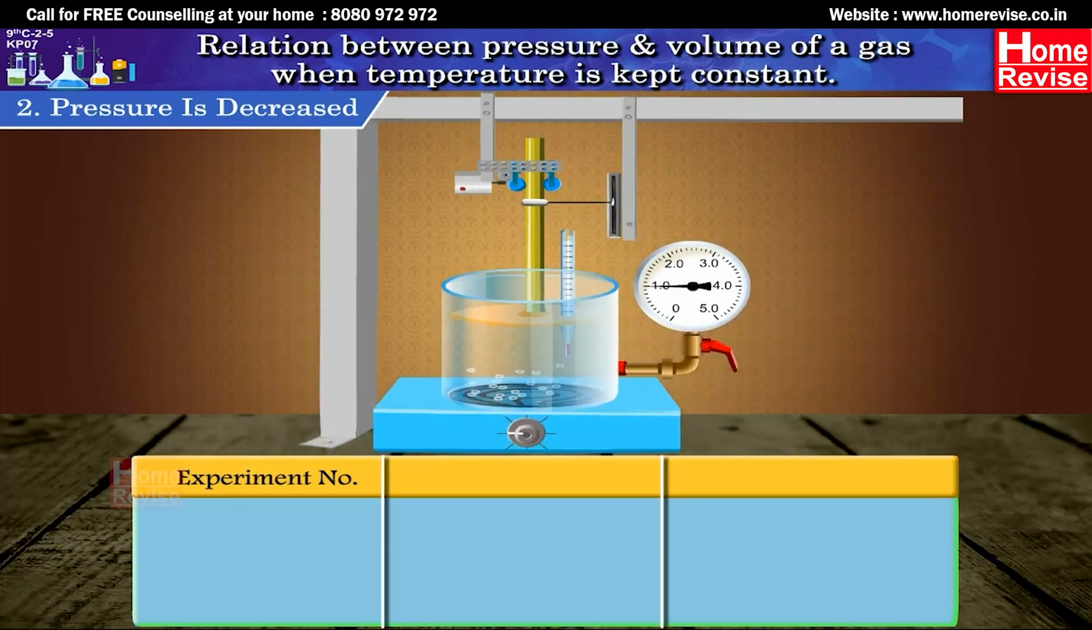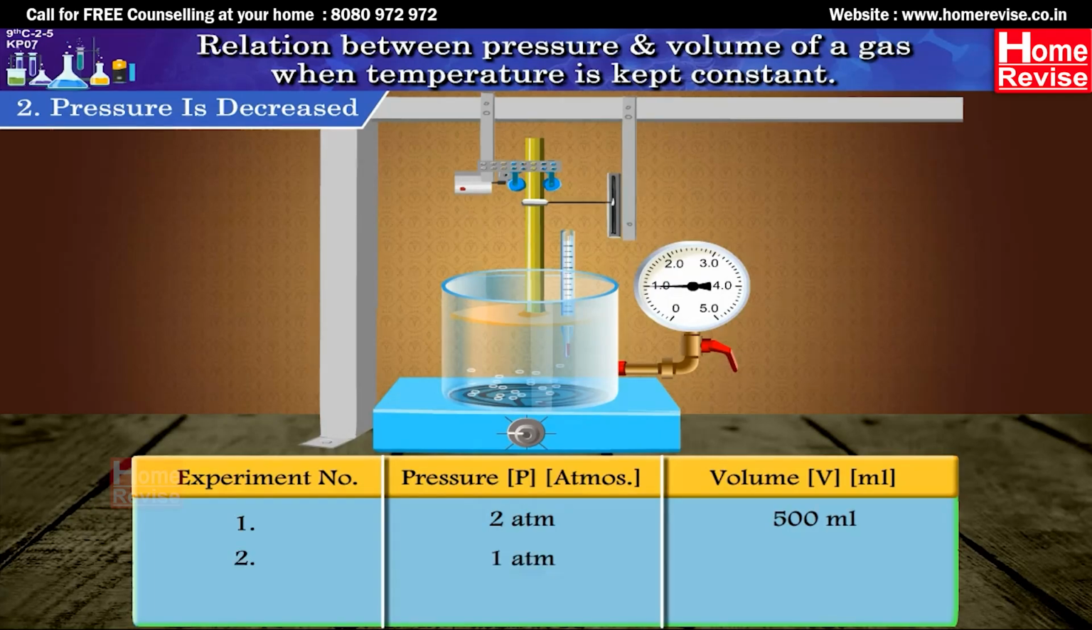Let us see different experiments, experiment numbers, pressure in atmospheres, and volume in milliliters. Experiment 1, pressure is 2, volume is 500 milliliter. Experiment 2, pressure 1 atmosphere, volume 1000. Experiment 3, pressure is 4, volume 250 milliliters.